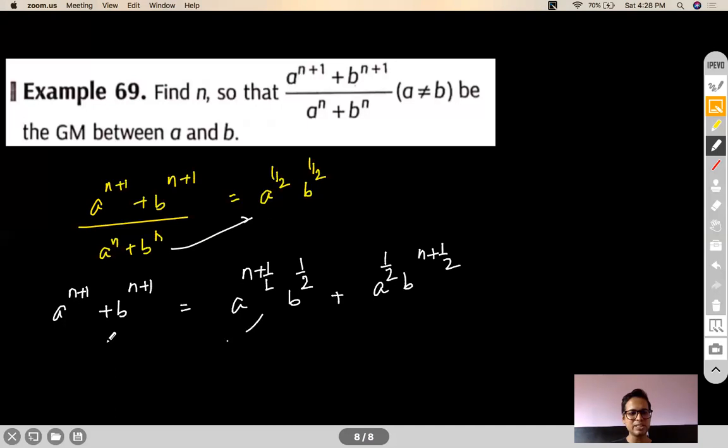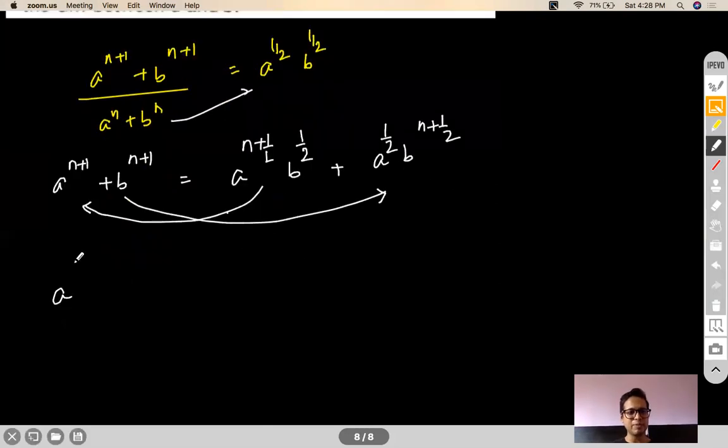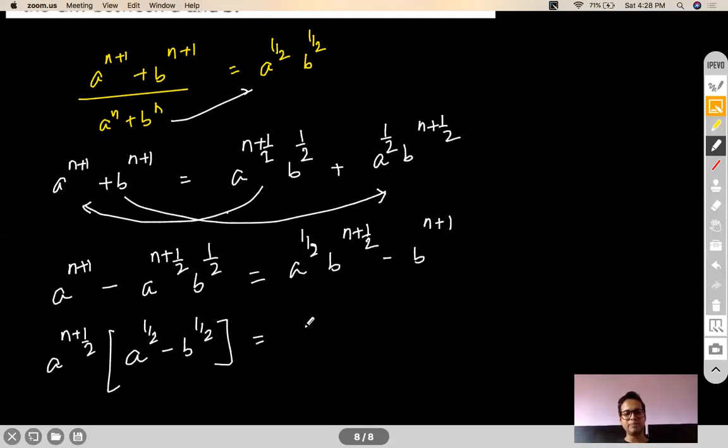Okay, let's take this on the other side. So this will give you a to the power n plus 1 minus a to the power n plus half, b to the power half. And if you take on this side, we have a to the power half, b to the power n plus half minus b to the power n plus 1. Take a to the power n plus half common. So this will give you a to the power half minus b to the power half. And take here b to the power n plus half common. A to the power half minus b to the power half.